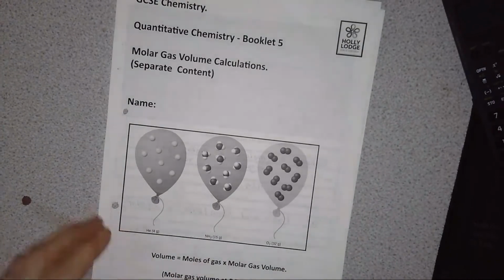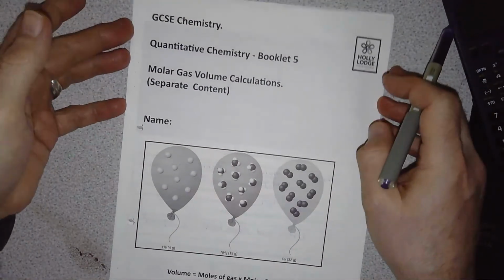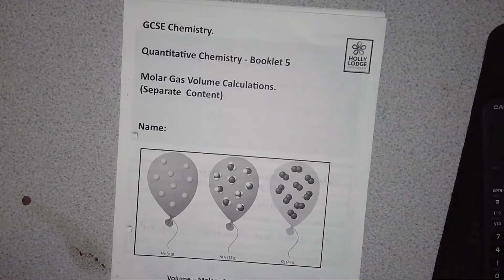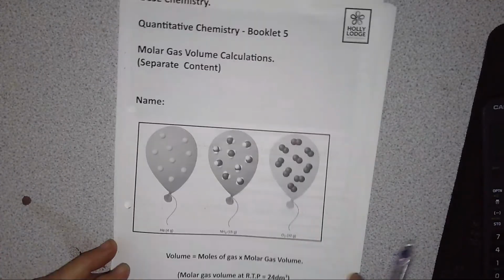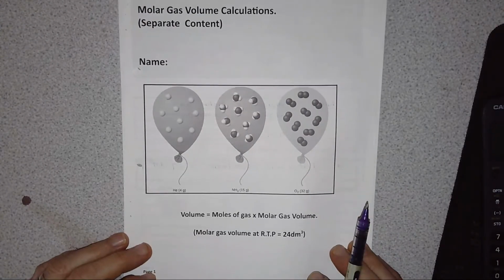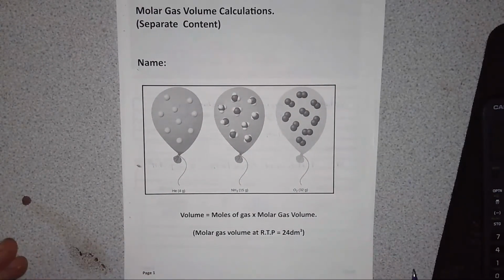Right, I'm going to work through these molar gas calculations so you can make sure you're familiar with these. The key thing is that 1 mole of a gas will occupy the same volume. It doesn't matter what gas it is, it doesn't matter what size the gas molecule is, 1 mole of that gas will occupy the same volume regardless.